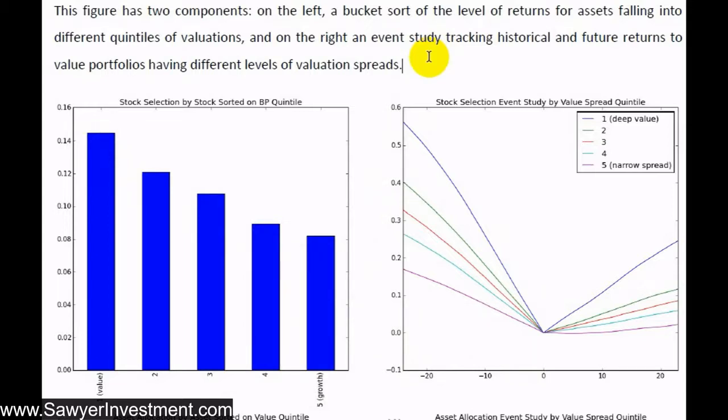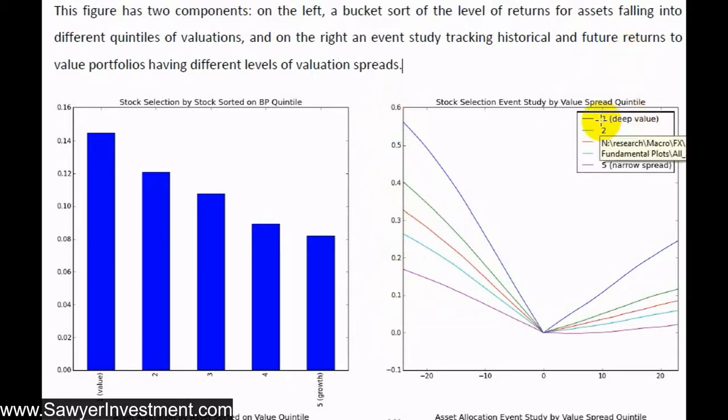So over here on the right, they have another figure, and this is an event study. This axis represents time in months. So at time marker 0, going back 24 months, and going forward 24 months. And this scale here is the cumulative returns.